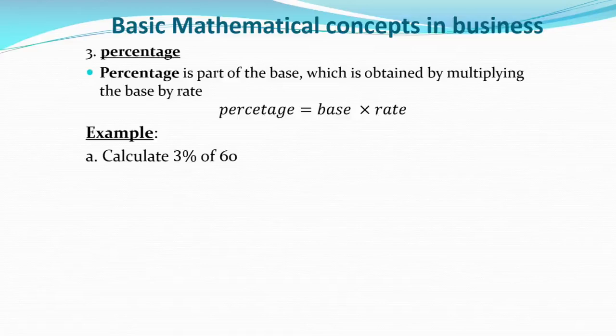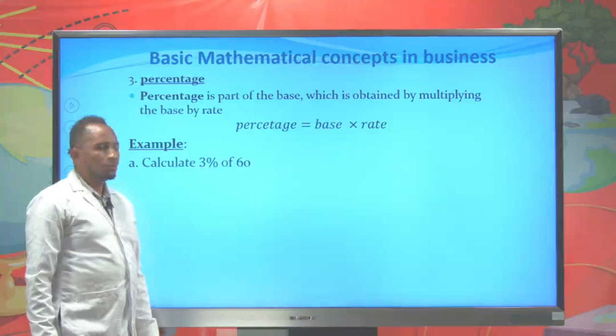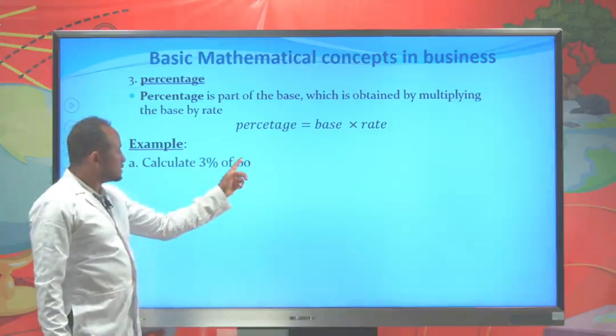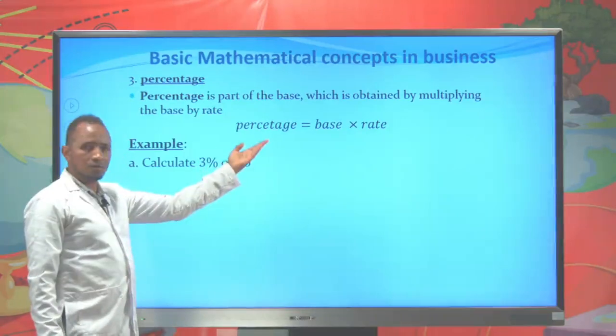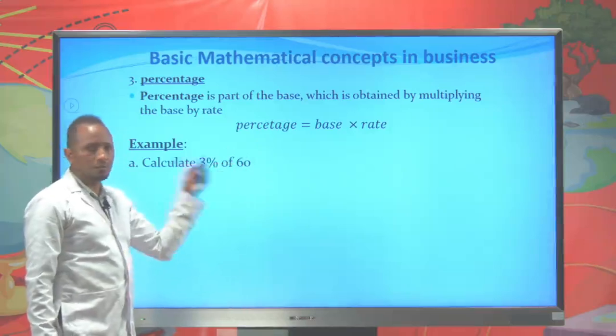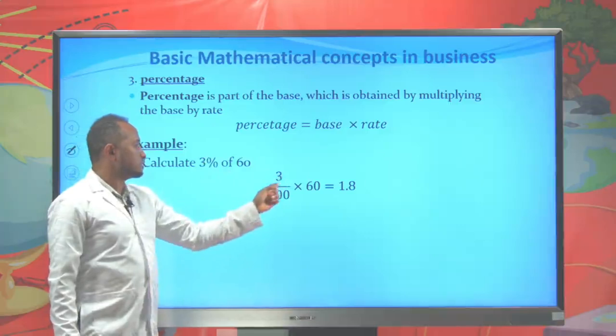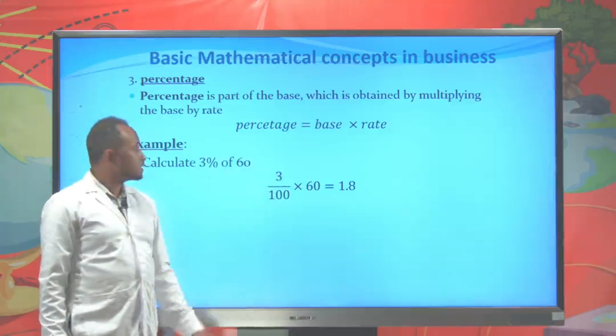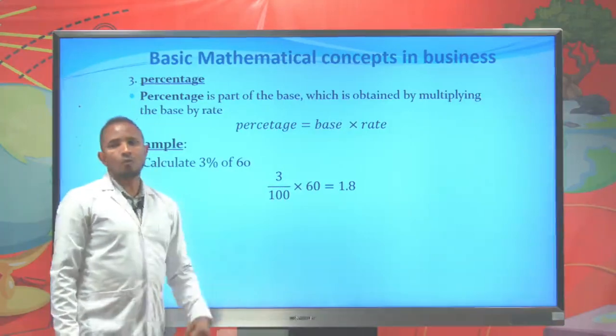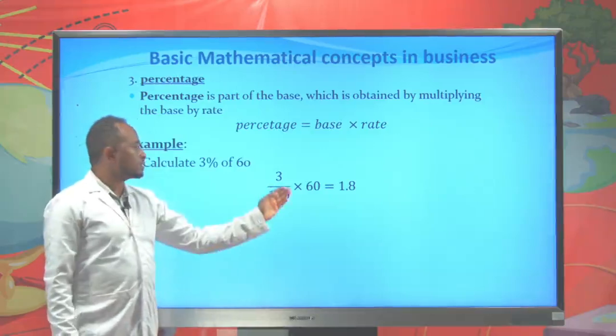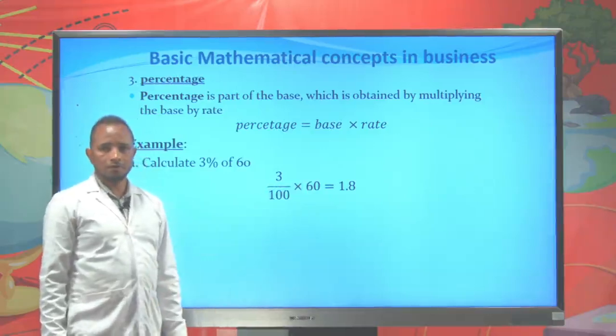Now let's see an example. Calculate 3% of 60. So this is the rate, this is the base. You are asked to calculate the percentage. So simply you multiply the two. Therefore, 3% means 3 over 100 times 60, you get 1.8. Therefore 3% of 60 is 1.8.